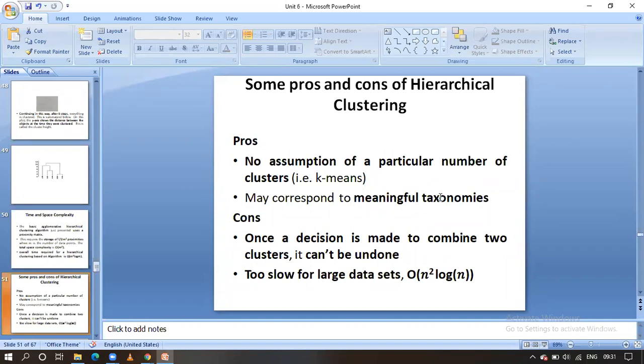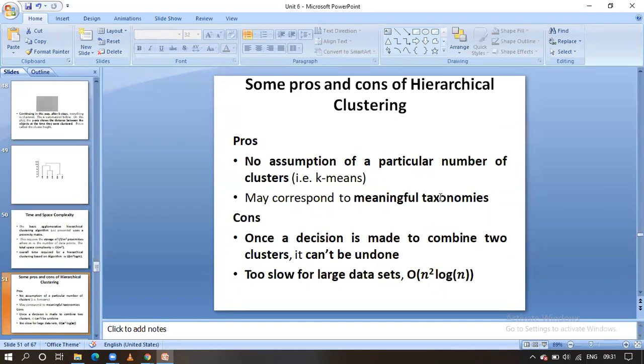Okay, coming to the cons, guys, the disadvantages of hierarchical clustering. Here, in the construction of the hierarchical clustering, we are going to merge two individual clusters, right? Okay, we cannot undo that, guys. Once we have merged them, we cannot go back. That is one of the disadvantages of hierarchical clustering.